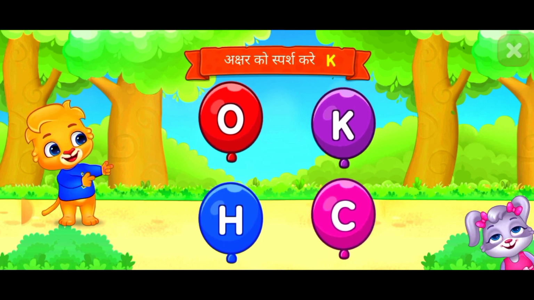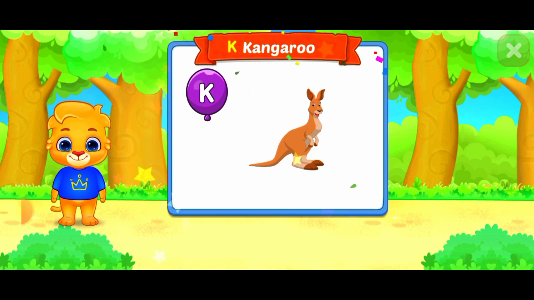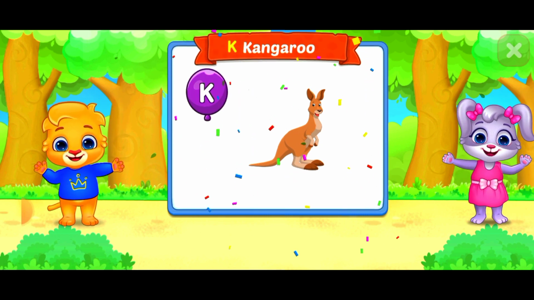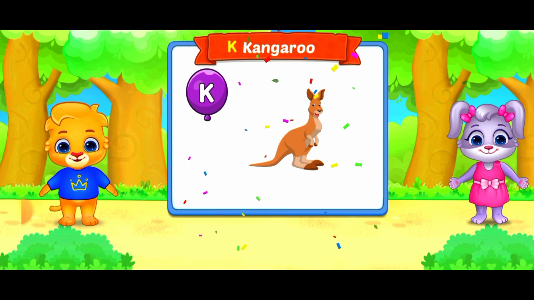अक्षर को स्पर्श करें। K. K is for kangaroo.